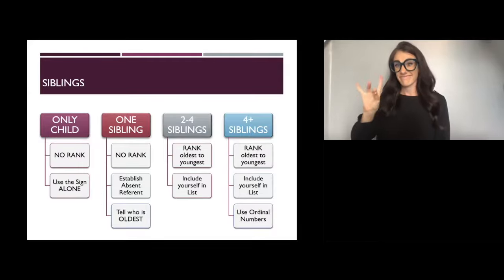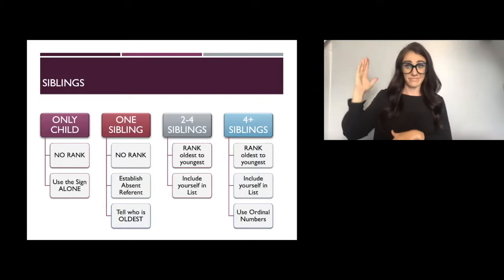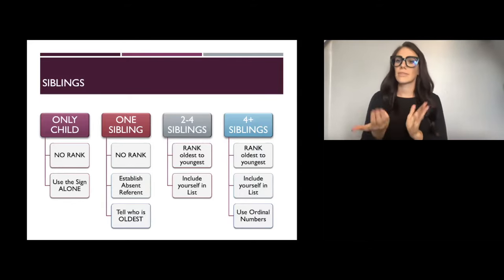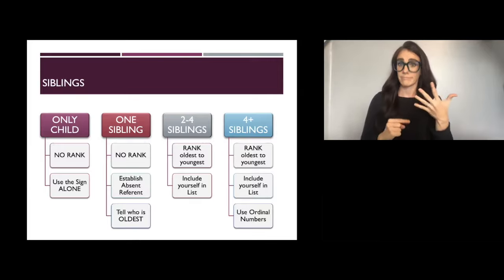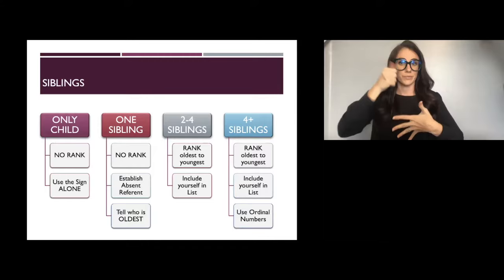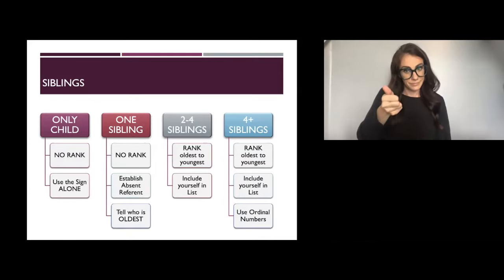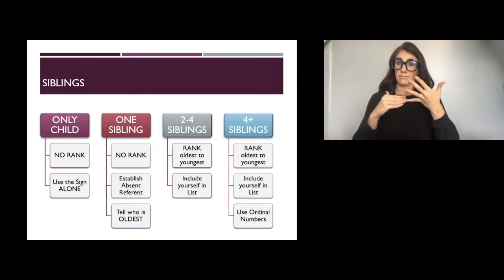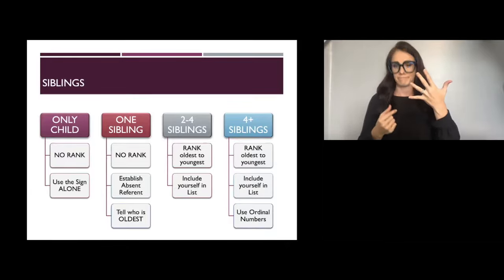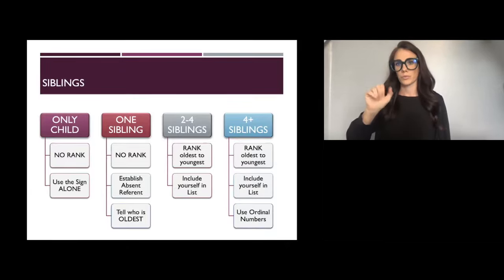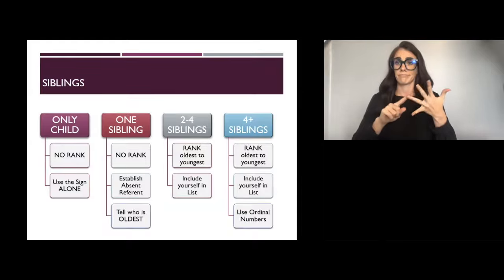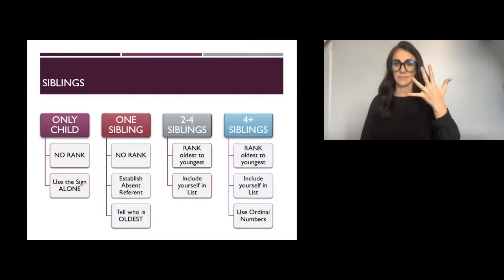So now let's say you have 5, 6 plus siblings. Okay, well, again, you're going to have to establish a list. And again, you're going to have to rank oldest to youngest. And again, you're going to have to include yourself in that list. But once you make it past 5 on your list, that's when you'll have to start to use ordinal numbers. So you'll sign through your list, and when you get to the 6th person, you'll use that sign for 6th, 7th, 8th, 9th, and so on.